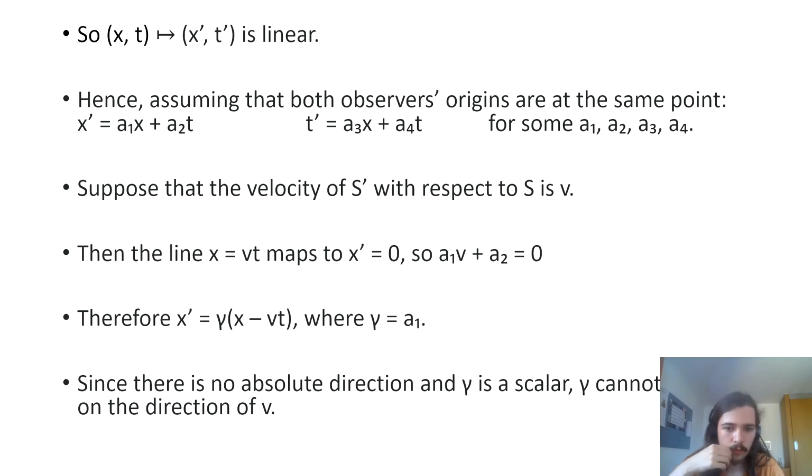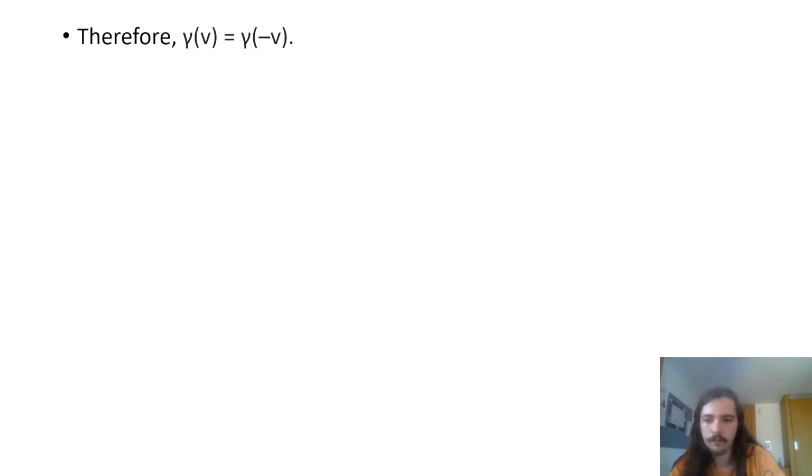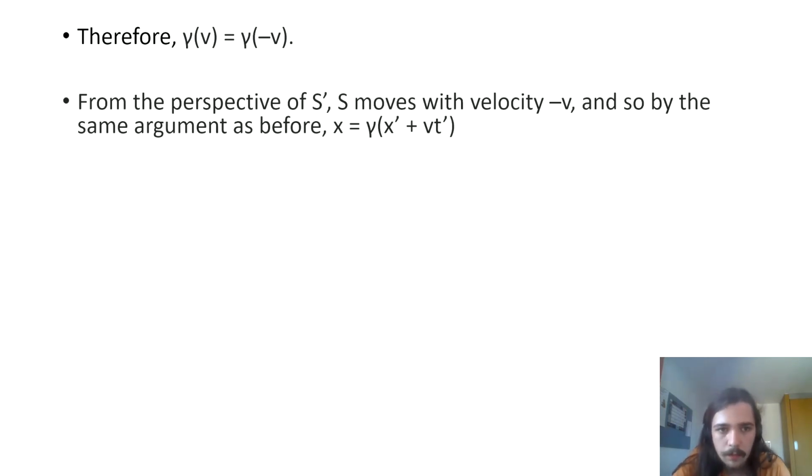Since there is no absolute direction and gamma is a scalar, gamma cannot depend on the direction of v. So what this means basically is that gamma doesn't have a direction, it's just a number, whereas v is a velocity, so a velocity is a speed and a direction. But gamma doesn't have any direction. And so if we change the direction of v, then gamma won't change at all. So specifically, if we change the velocity to be the same velocity in the opposite direction, so if we change the velocity v to minus v, then gamma will be the same. And so gamma of v is equal to gamma of minus v.